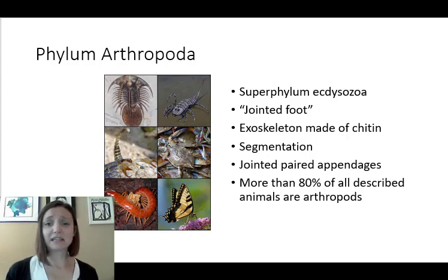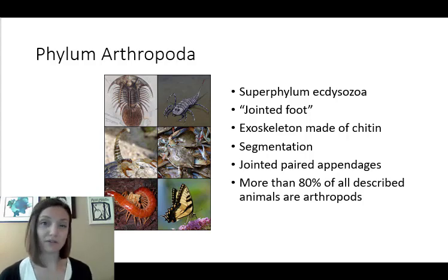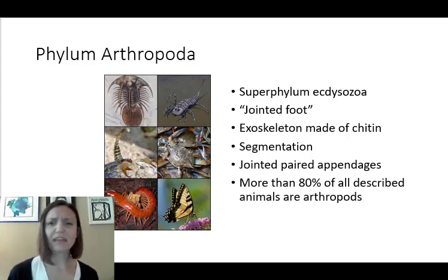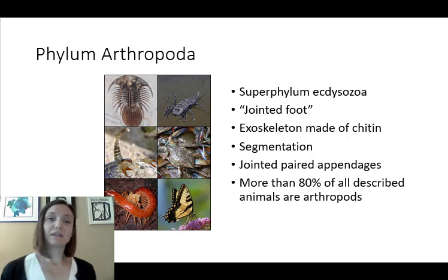More than 80% of all described animals are arthropods. They were the first animals to live on land, right? So they were the first animals to colonize land. And they colonized land, we think, about 450 million years ago. It would have been right around the time that the first land plants started to colonize land as well. The reason that they are so successful on land is because they have that exoskeleton, which prevents desiccation, and those jointed paired appendages as well.